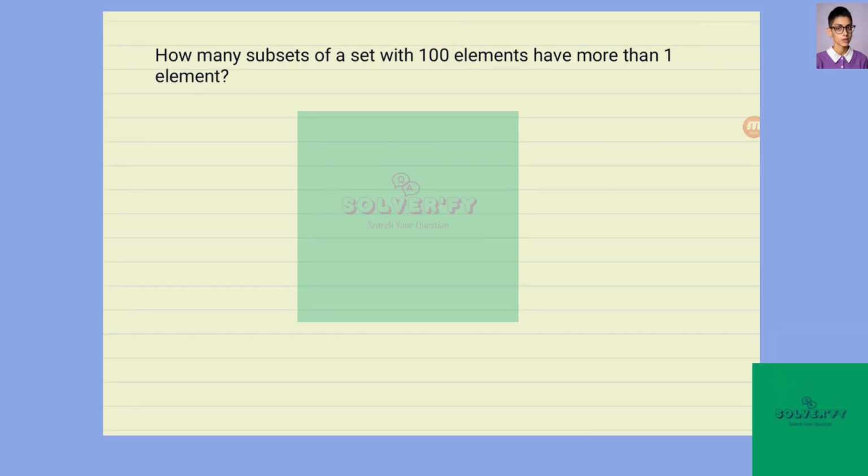All right, for this problem, we're asked how many subsets of a set with 100 elements have more than one element. So to approach this problem, we're going to use the inclusion-exclusion principle. It's actually easier to figure out overall first. So I'll say step one, how many subsets are there?